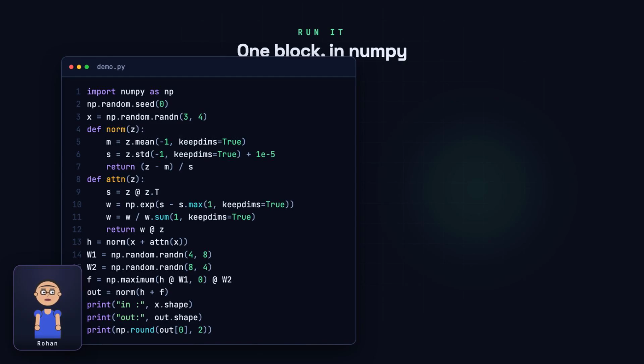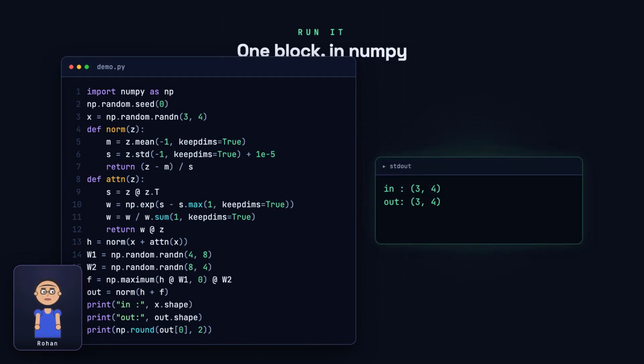Here is a tiny transformer block in pure numpy. 3 tokens, each a 4-number vector. We run attention, add the input back, normalize, then a feed forward with a ReLU in the middle, add and norm again. Notice, the output has the exact same shape as the input. That is the whole reason blocks stack so cleanly. Each one takes vectors and returns vectors of the same size.